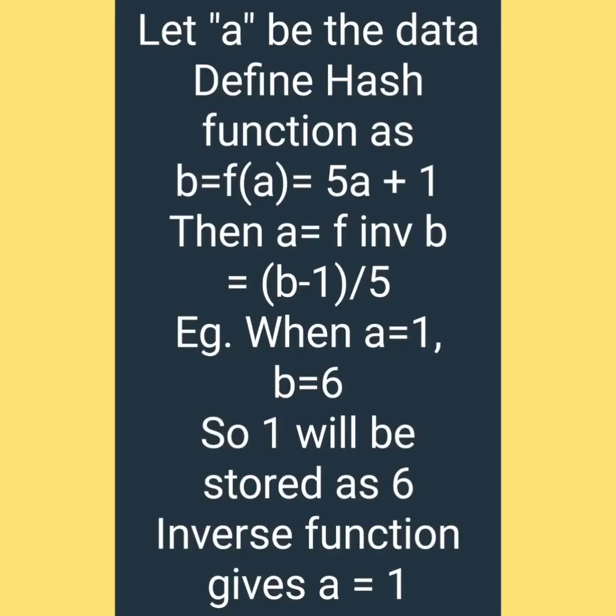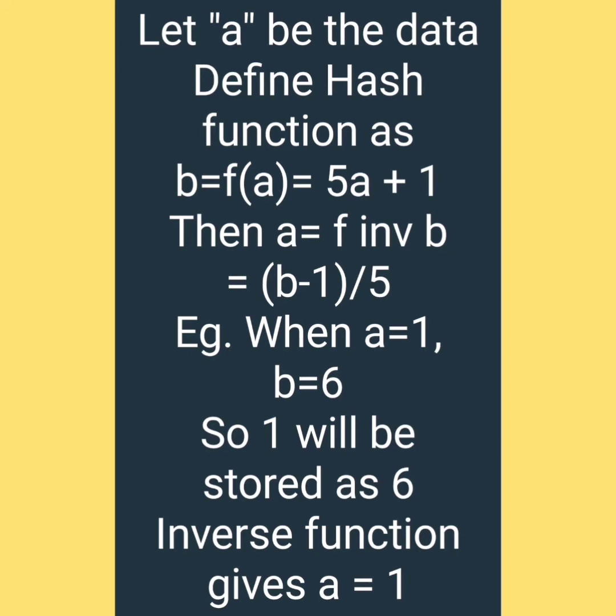Now let us consider A to be the data which is to be protected from the security angle. Call A the data. Define the hash function. For example, the function is defined as B is equal to F of A, which is mapped into 5A plus 1. That means A is mapped as 5A plus 1. It is only an example. You can use 6A, 7A, any type of function.